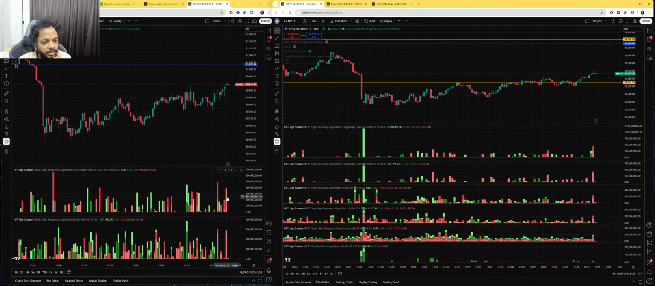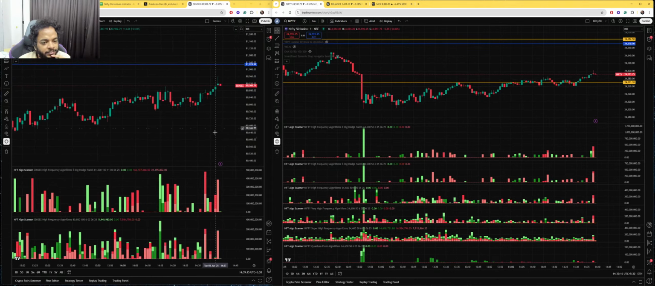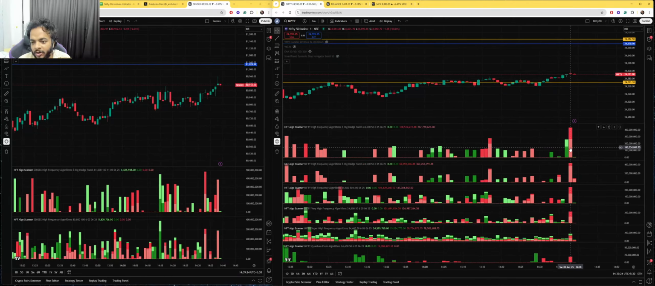Call writing happened. No, that was a bull trap. So with a high probability we can say that, because call writing happened right here. Let's see. Even in Nifty also call writing happened.